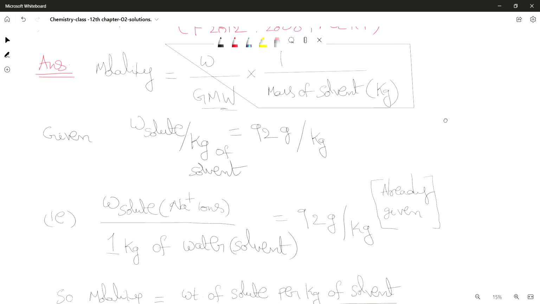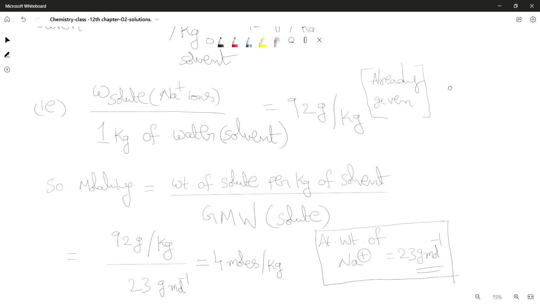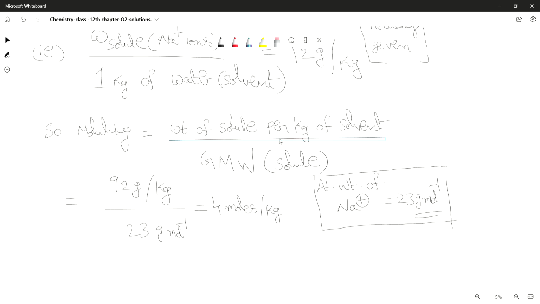So the molality is the weight of solute per kg of solvent divided by the gram molecular weight. The weight of solute per kg of solvent is already given, 92 gram per kg. And the gram molecular weight of the solute, that is the atomic weight of sodium ions, is 23 gram per mole. We divide, and 92 divided by 23 is 4. So that accounts for 4 moles per kg. That is the molality of the sodium ions within the lake water.